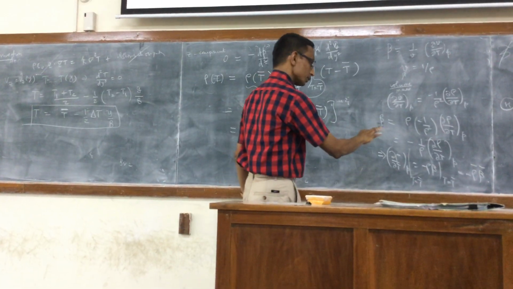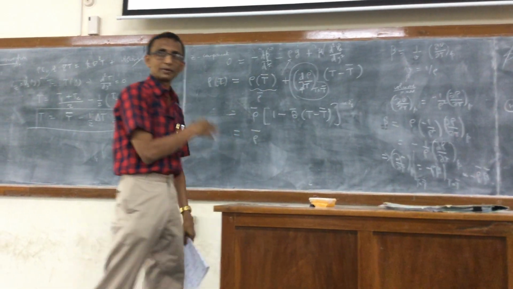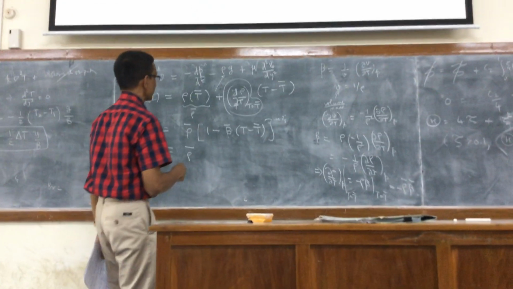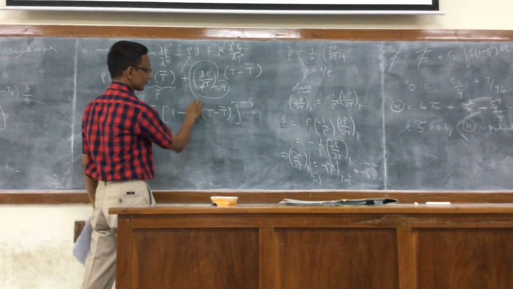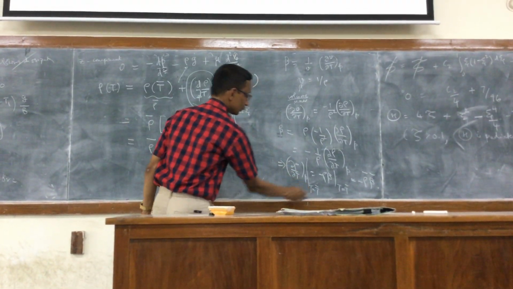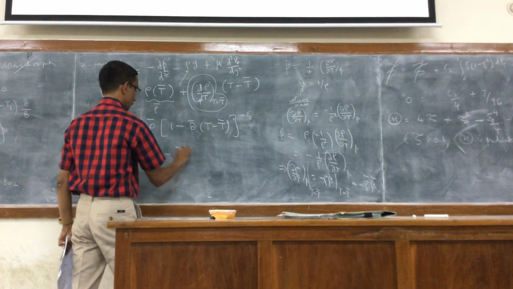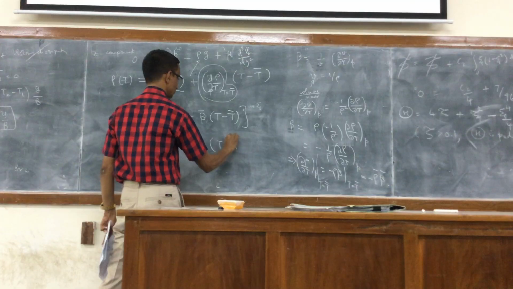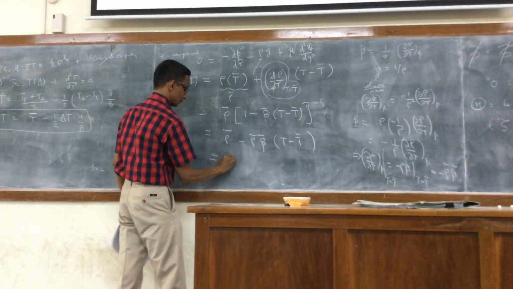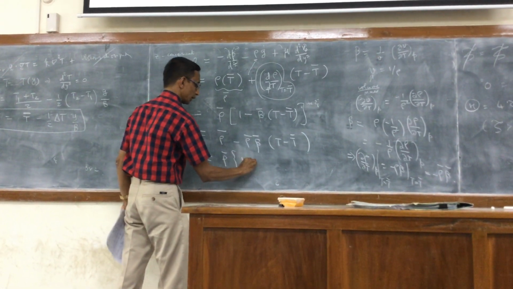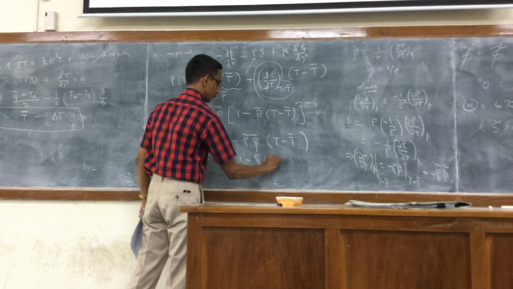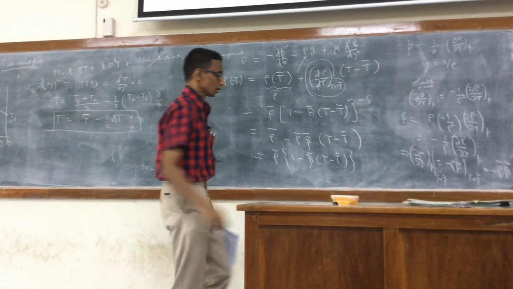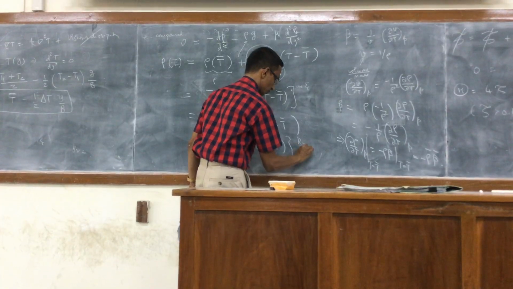And then just forgetting the fact that it's a derivative at constant pressure, we suppress that for the moment, and then I can write d rho by dt at t equal to t bar as minus rho bar beta bar times t minus t bar, which then can be written as rho bar times 1 minus beta bar times t minus t bar. This is the Boussinesq approximation.